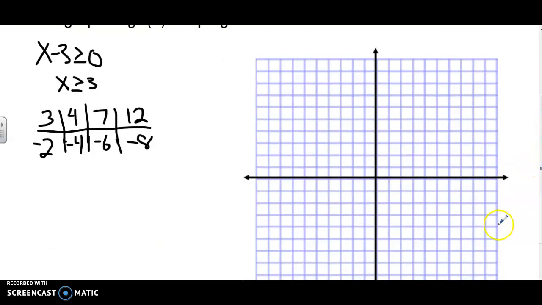I'll go ahead and graph 3, -2. 4, -4. 7, -6. And 12, -8, so I know that's going to be over here somewhere, so just kind of use that for the direction of the graph. And it looks something like this.